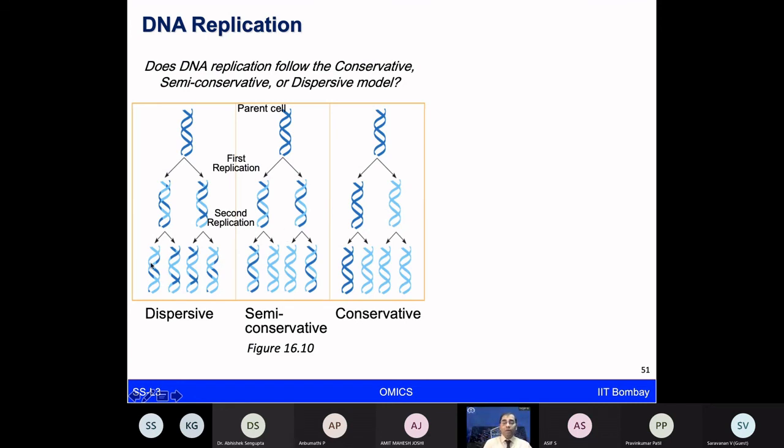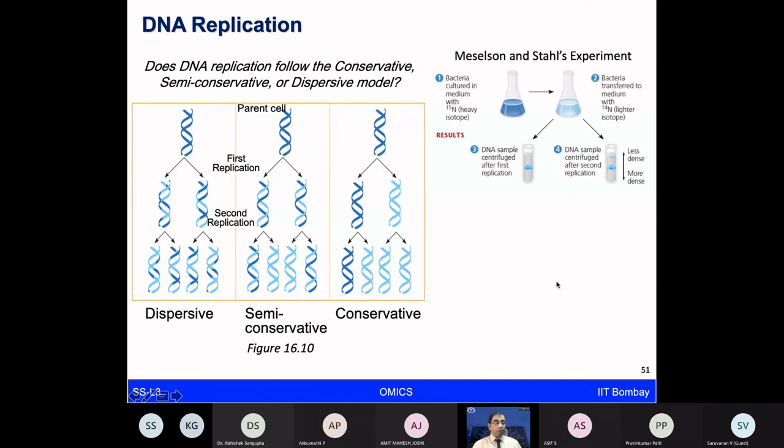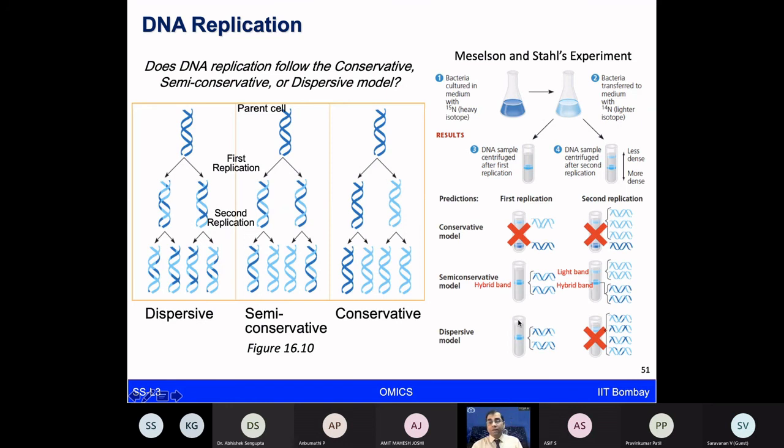And likewise you can look at the dispersive model, which is not following this pattern, where they are all randomly dispersed, or the conservative model where you can have one DNA which is still looking the same, the dark blue one, in all the subsequent replicates, but the other molecules are appearing. These are the possibilities. Given the short time I have, we will just take briefly one experiment which proved that DNA replication happens in this manner, which is known as semi-conservative replication.